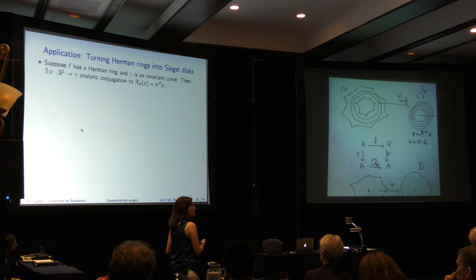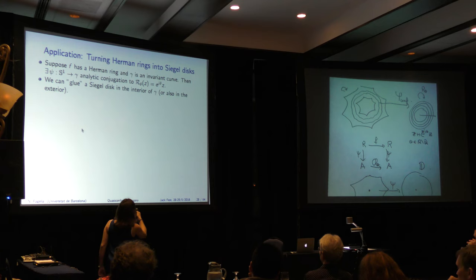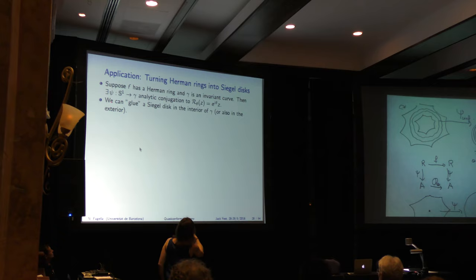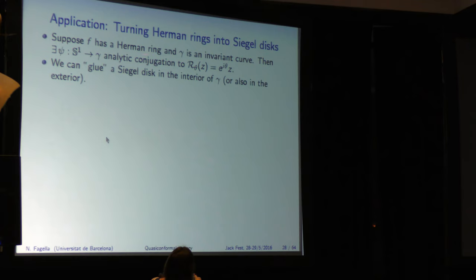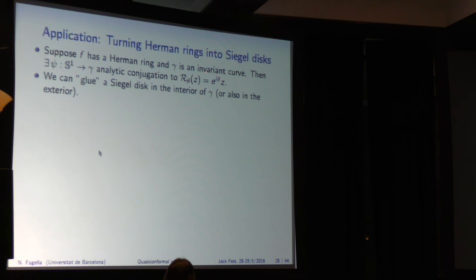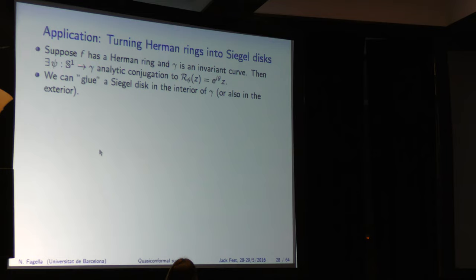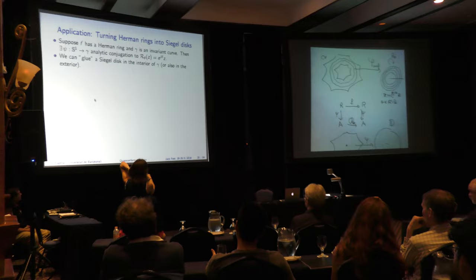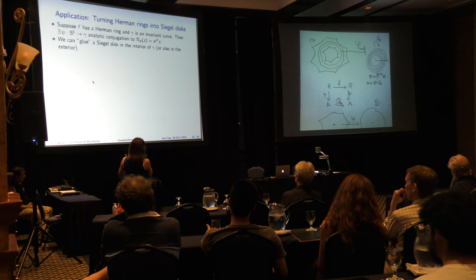So the idea is that suppose you have a Herman ring and let's take gamma, one of these invariant curves, so that you have an analytic conjugacy with the rotation. I have this phi, which is defined on the curve. In fact, it's defined on a neighborhood of the curve, and it's an analytic conjugacy to a rotation on the unit circle, right? And the idea is that I'm going to glue a single disk in this interior.